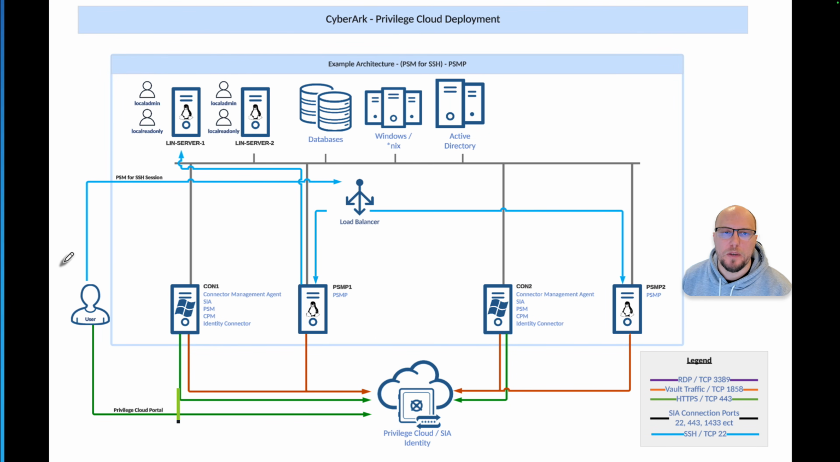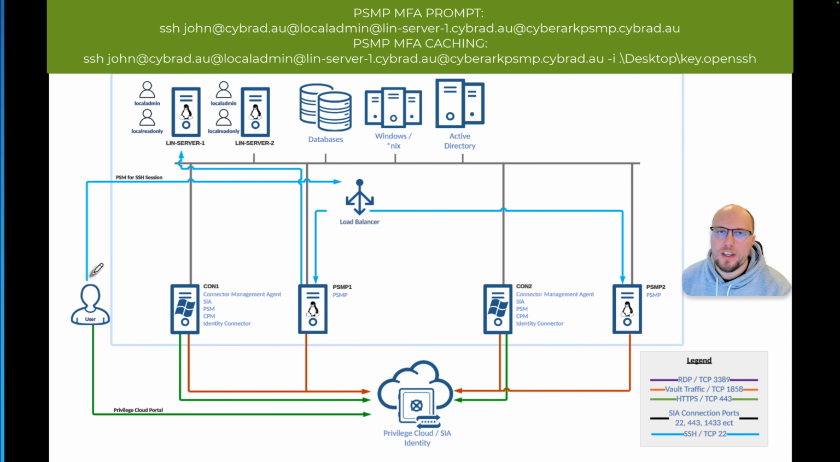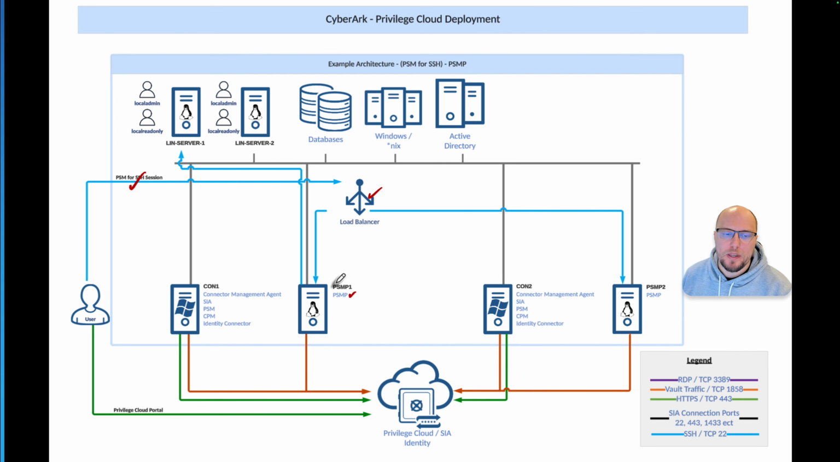And here is an example architecture diagram for a PSMP or PSM for SSH implementation. This process works slightly different to PSM. For both of the connection strings that I've just put on the screen, they'll use their favorite SSH client and connect to the load balancer. The load balancer will then make a decision on which PSMP server should be used. So in this case, it will be this one here. And then the PSMP will grab the credentials of the Vaulted account that we talked about earlier, and then use those credentials to connect to the target machine.